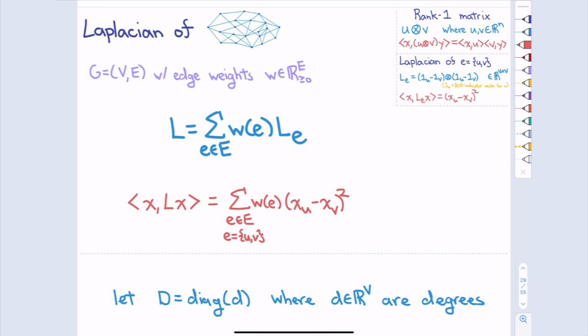So let me just quickly remind us that for an undirected graph, we can model it as this matrix, called the Laplacian. And one way to think of what the Laplacian does is it's taking some sort of vector of potentials on the vertices and evaluating the differences across each edge squared.